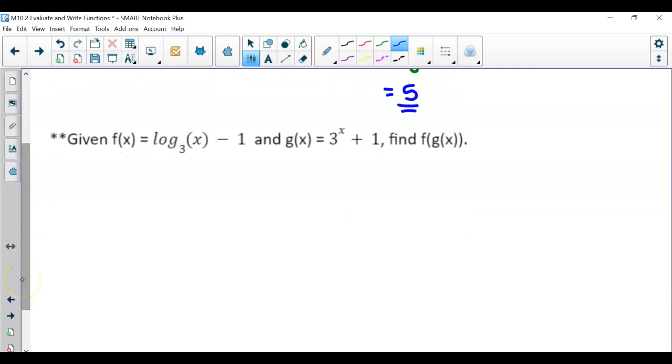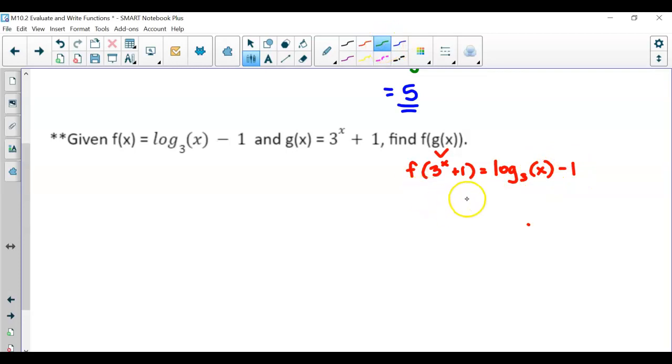So now here, same thing. Actually, you know what? Go ahead and pause the video and try this one on your own. And here we go. Start on the inside. g of x is 3 to the x plus 1. And we're looking for f of that value. Well, f of x is log base 3 of x minus 1.